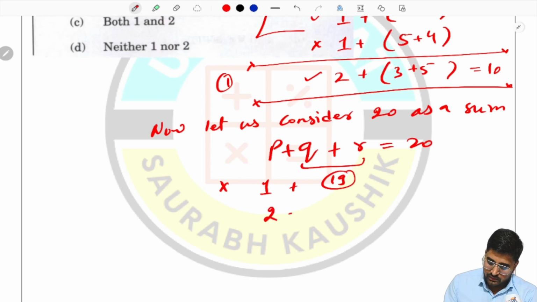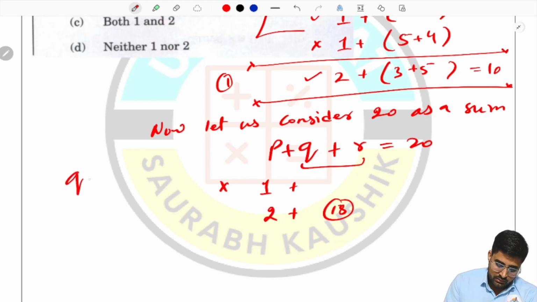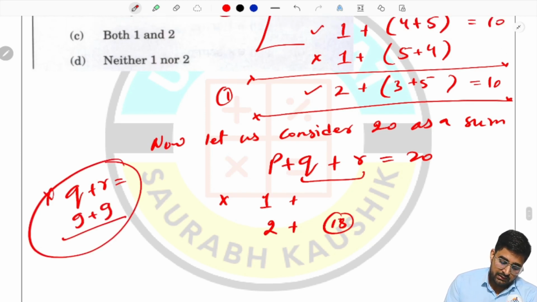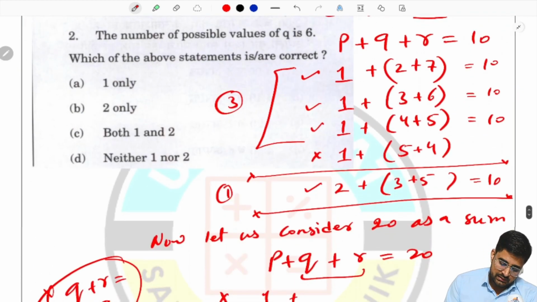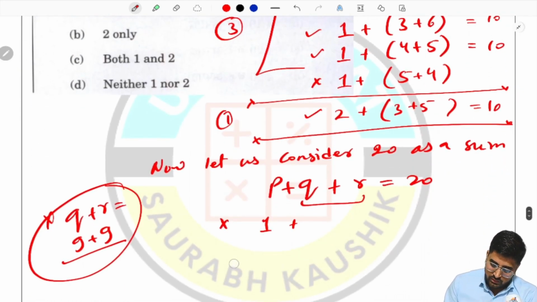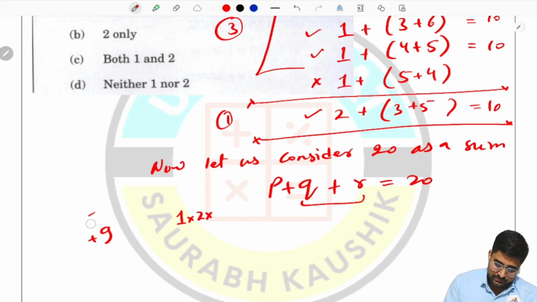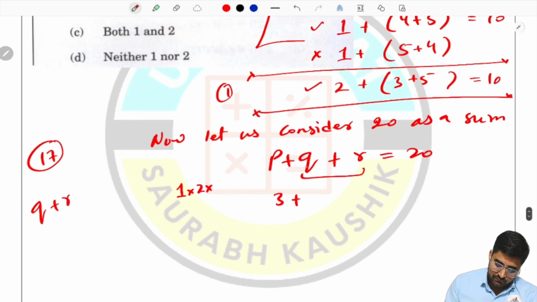Now put 2 here. Now we have to make 18 here. Okay, if we have to make Q plus R 18, we have to put both digits 9 and 9, and we cannot do this because one is greater than the other. So this is also not possible. Neither 1 is possible, neither 2 is possible. Now put 3. If we put 3 here, we have to make them 17.